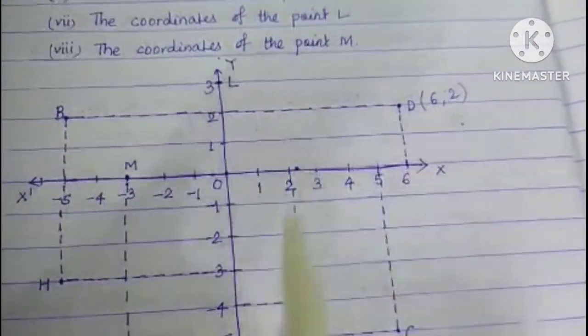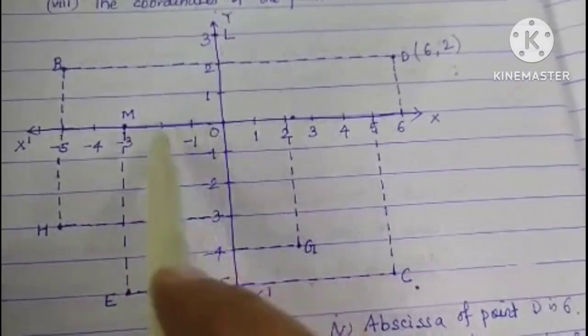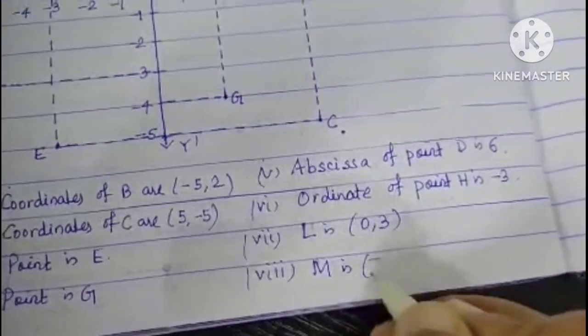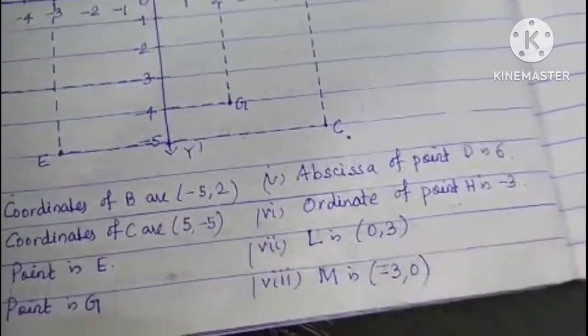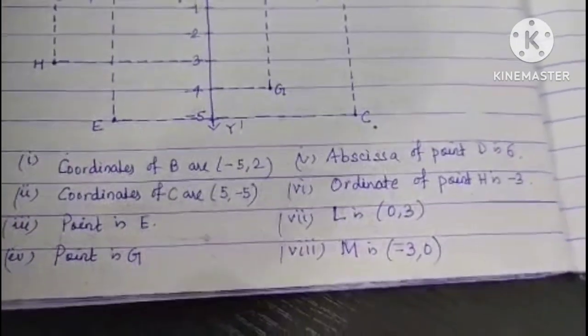The coordinates of the point M. Where is the point M? Here on the x-axis. It will be -3 and 0. M is -3 and 0. I hope all the answers are clear.